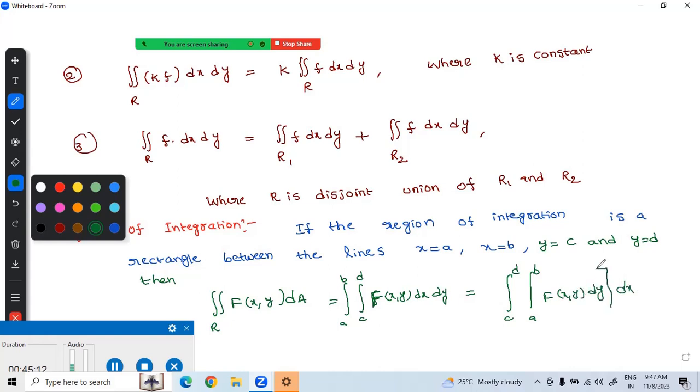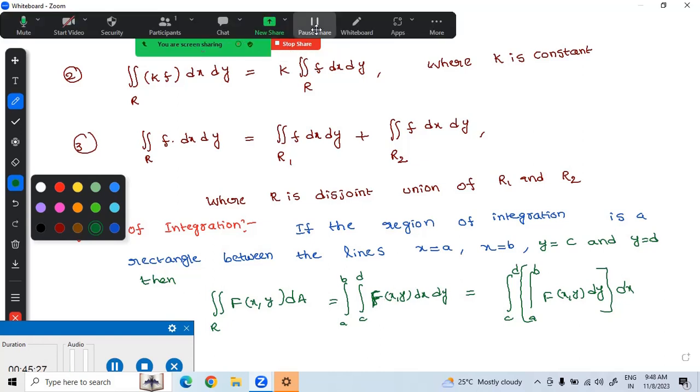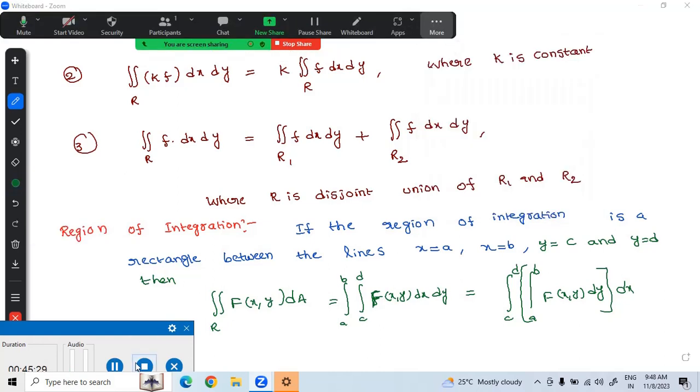So this is also the case 3 method. Okay, so when both limits are constant, integrate with respect to x or with respect to y. So let us go into problems.